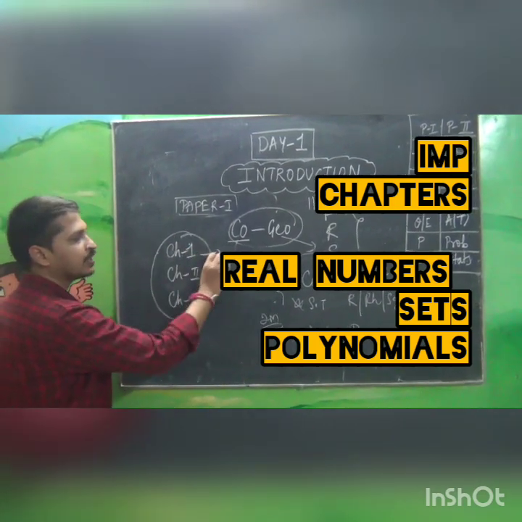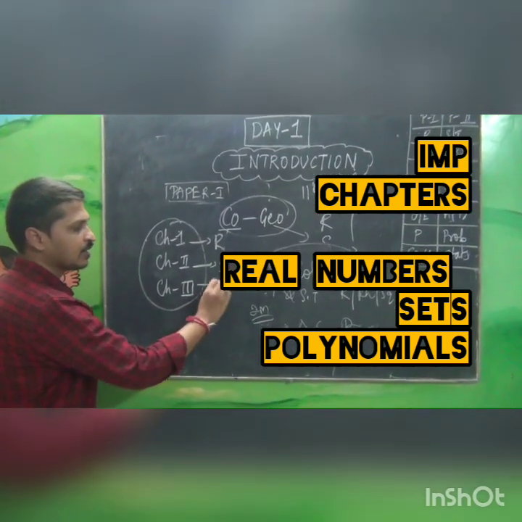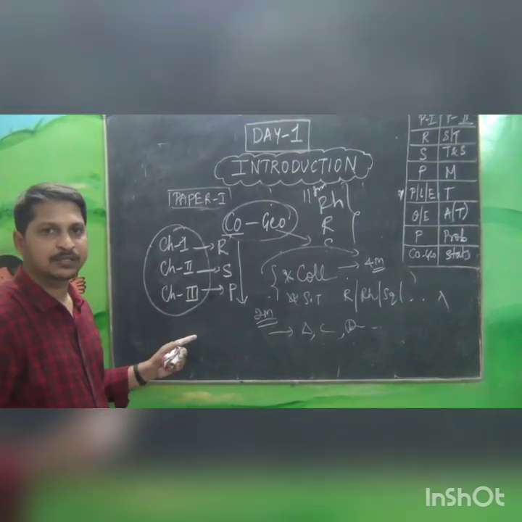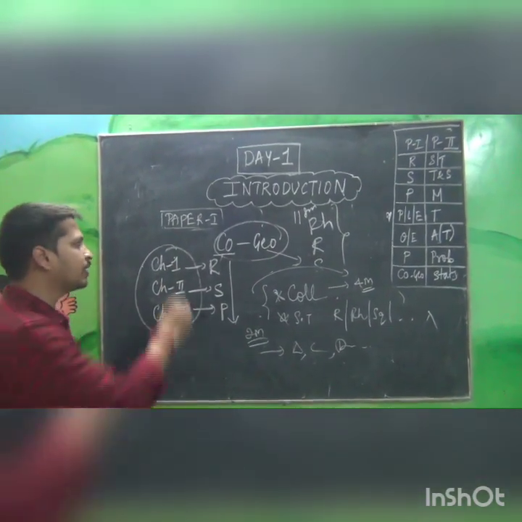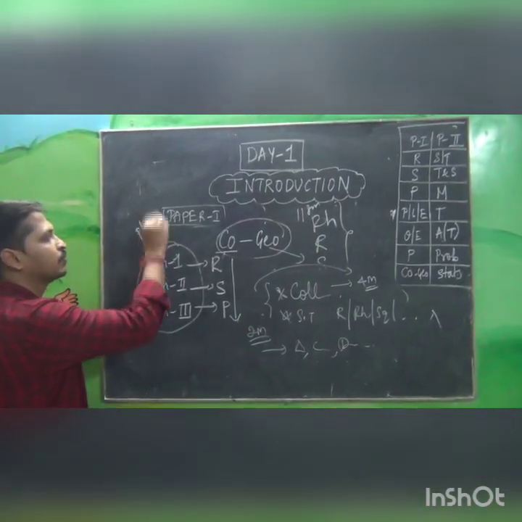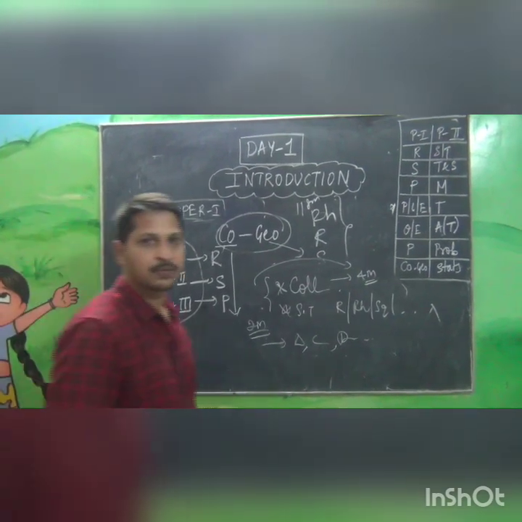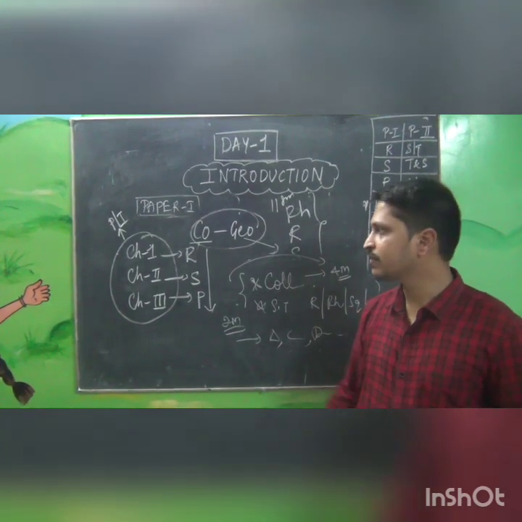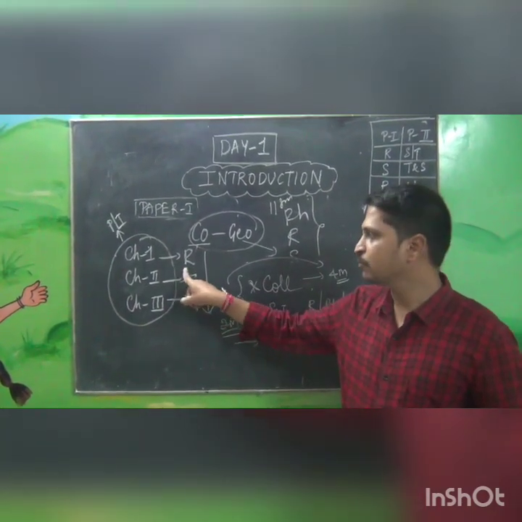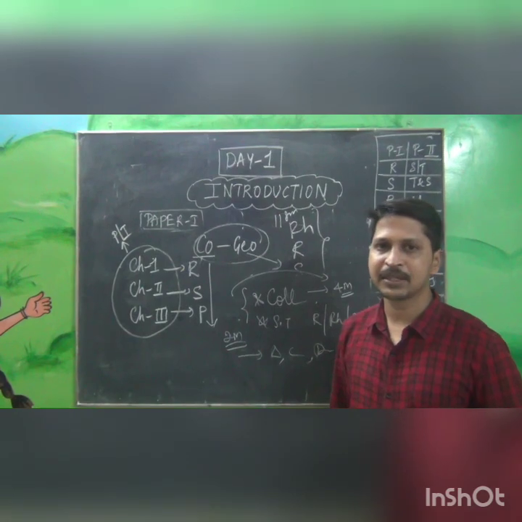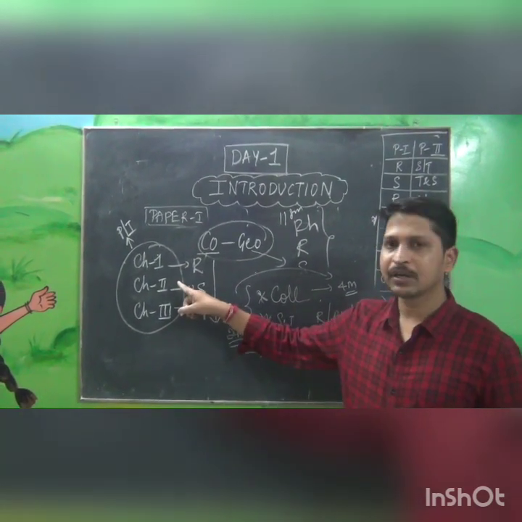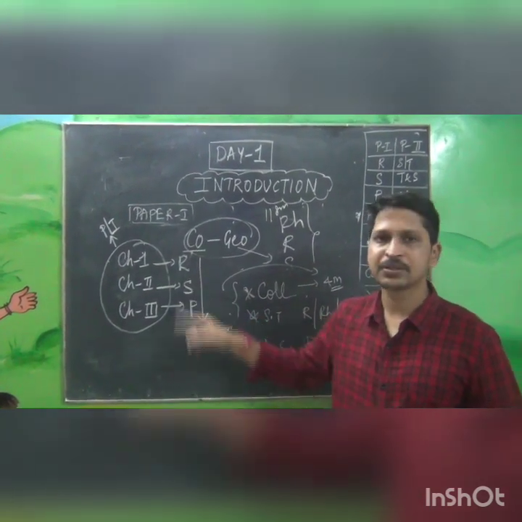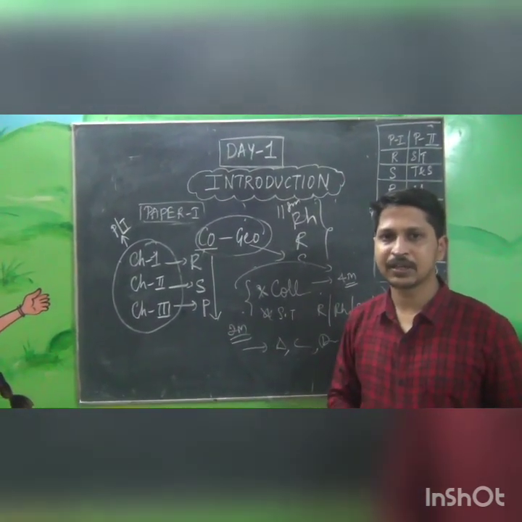Chapter 1 is real numbers, sets and polynomials. These 3 are very important and very easy chapters. If you focus on these, definitely you will pass paper 1. So whenever the class is going on, always concentrate on the first 3 chapters. Most of the questions in the final examinations belong to paper 1, which has real numbers, sets and polynomials. Because, as I told, in real numbers you will get irrational numbers and Euclid's division as a 4 marks question.